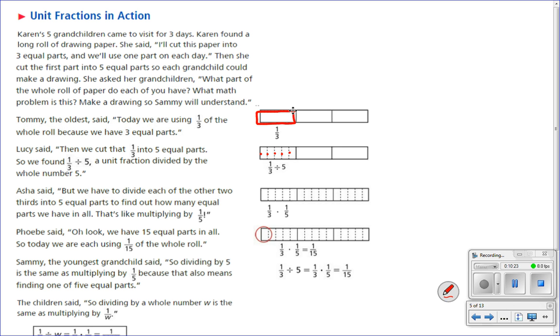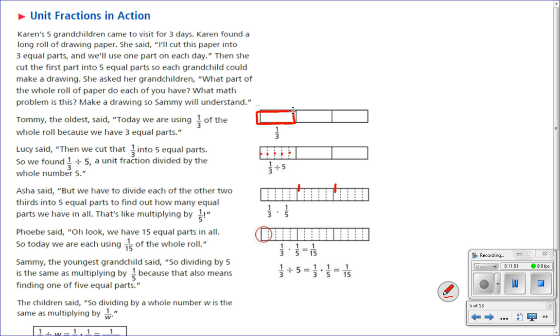Asha said, but we have to divide each of the other 2/3 into 5 equal parts to find out how many equal parts we'll have in all. So they're figuring, for the whole 3 days we're at Grandma's house, how much of this whole are we going to get? That's like multiplying by 1/5. We're going to get 1/5 on day 1, 1/5 on day 2, and 1/5 on day 3, which is 1/3 times 1/5. 1/5 3 times, right?